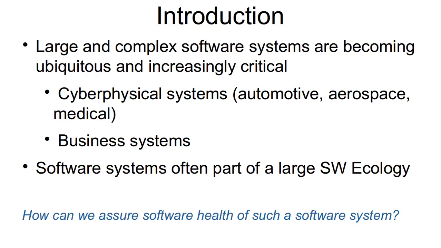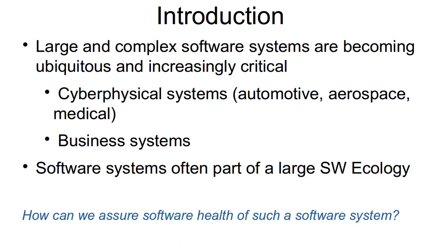Large and complex software systems are becoming ubiquitous and increasingly critical. This can be seen with cyber-physical systems like automotive, aerospace systems, medical systems, and also business systems, as well as social media and other large software systems. These software systems often form a part of a large software ecology, meaning software from various sources needs to play together to provide the required functionality.